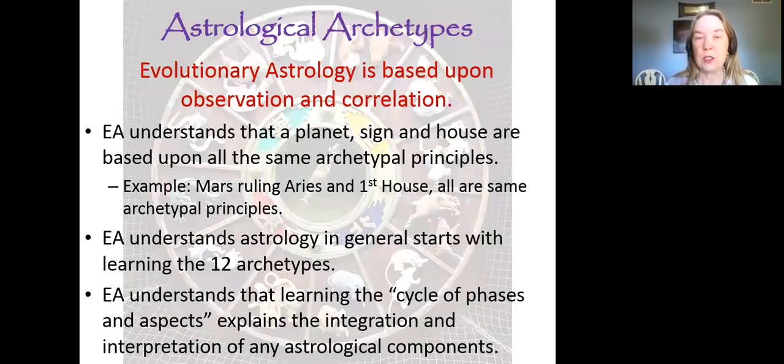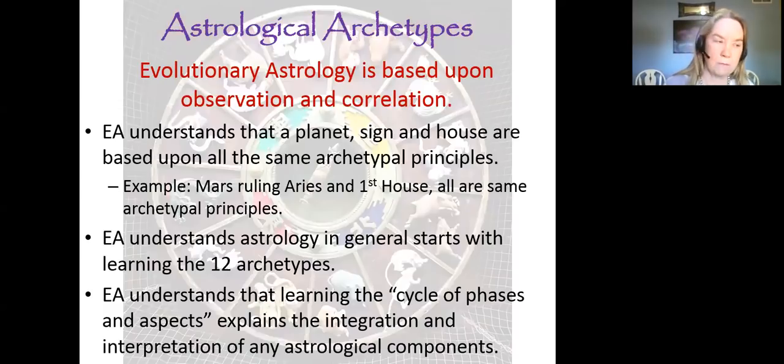Now, evolutionary astrology understands that a planet, a sign, and a house are all based upon the same archetypal principles. For instance, Mars, with its rulership of Aries in the first house: Mars, Aries, first house, they are all one archetype, and they have a variety of principles within that archetype.